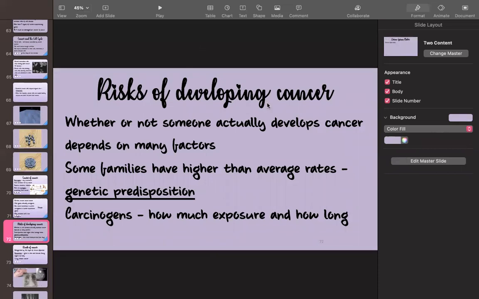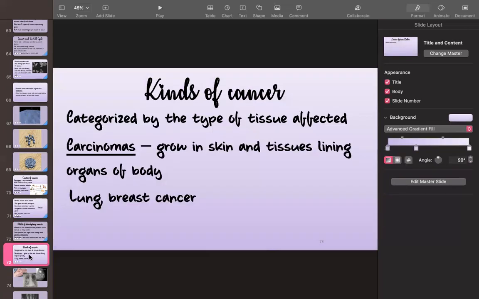So what are the risks of developing cancer? It really depends. Like I said, there's hereditary and environmental factors. Some cancers have a more hereditary component to them. So that's called a genetic predisposition. And for carcinogens, it really depends on how much exposure you've had and for how long. So a lot of these farang that you see coming to Thailand and spending all of their time in the sun, not a good idea because they'll be at higher risk for carcinoma, which is skin cancer, later on.